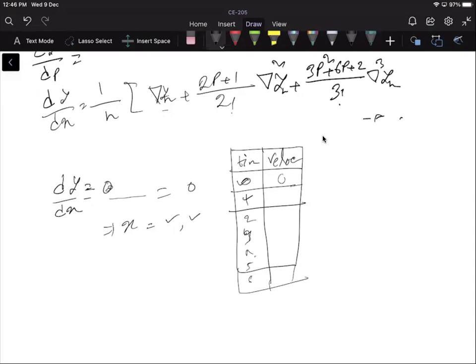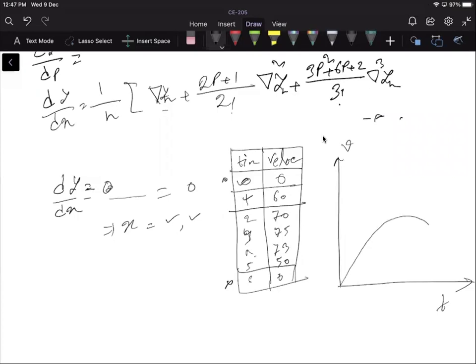At the initial time the velocity will be 0, and then velocity will increase. Suppose 60 kilometers per hour, 70, 75, 73, 50, and then 0. Because a train starts from one station and reaches another station, velocity must increase at intermediate time, and as you come close to the destination, velocity decreases again. That means the time versus velocity profile is something like this: it increases to a certain point and then decreases.